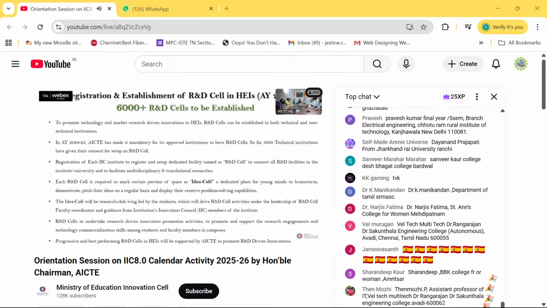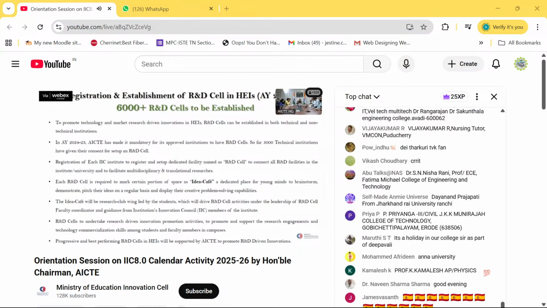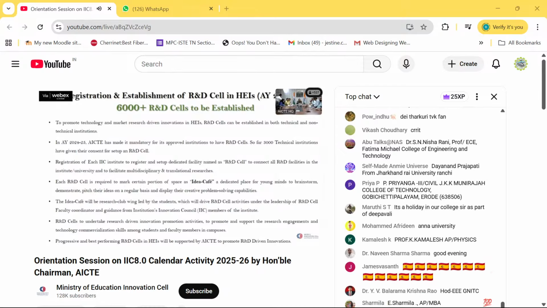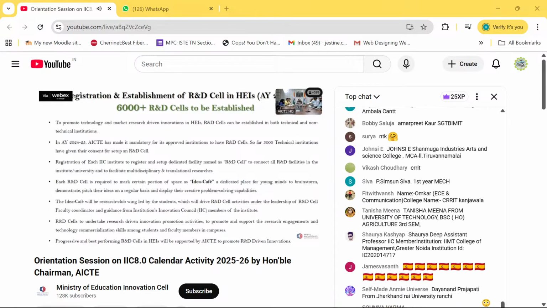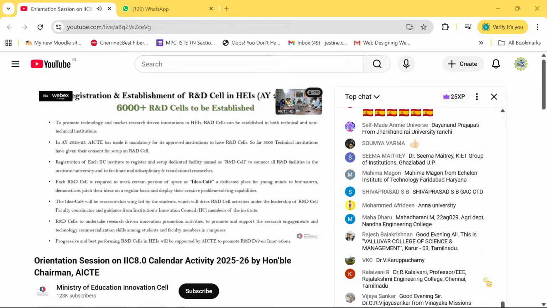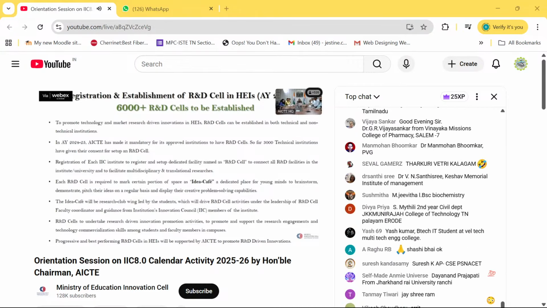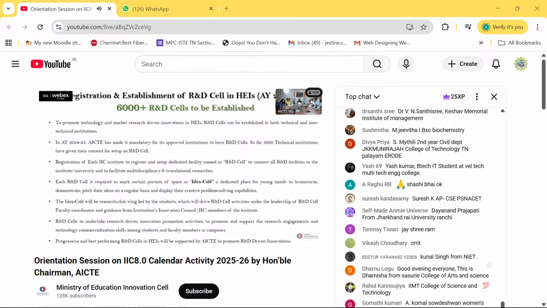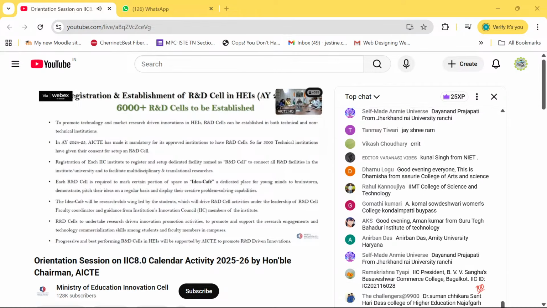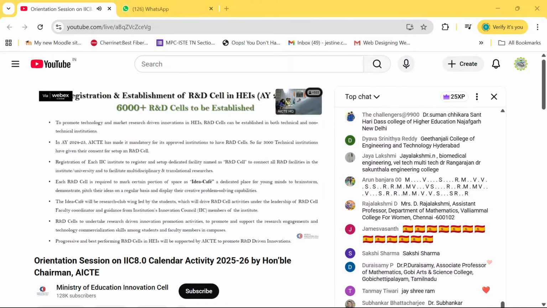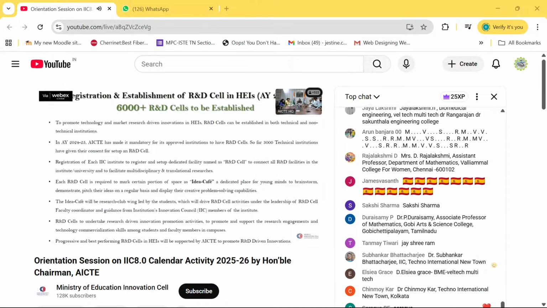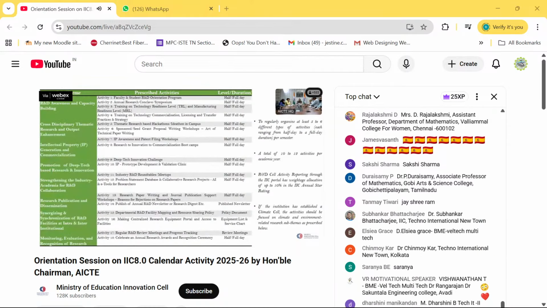Then coming to the further support system, based on the response we receive from the institutions in the establishment of R&D cells, they will gradually progress based on the milestones provided. Then AICTE will consider the best performing R&D cells and institutions to provide further support, in financial and also non-financial ways.